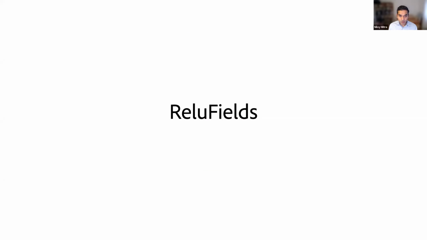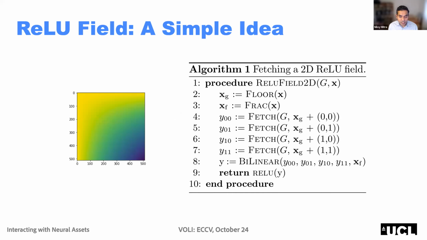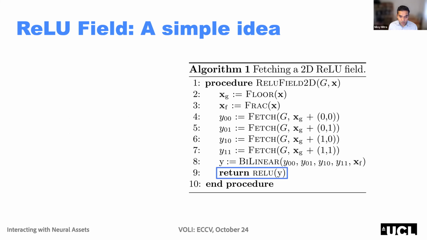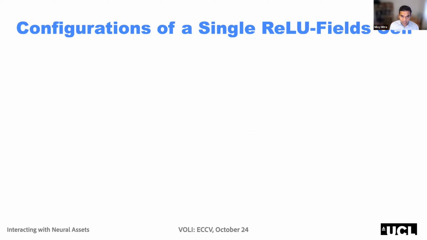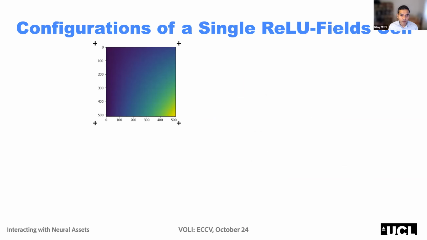So in comes ReLU fields, which is what we are proposing. It's really a single-line change, so you have to watch carefully for the real change. We do exactly like before, but instead of returning y, we return a nonlinear version of y, which is a ReLU field. And this results in us being able to capture discontinuities. So how is this happening? What really happens is the following inside a single cell.